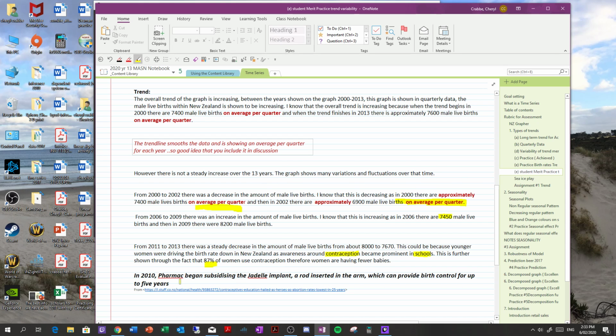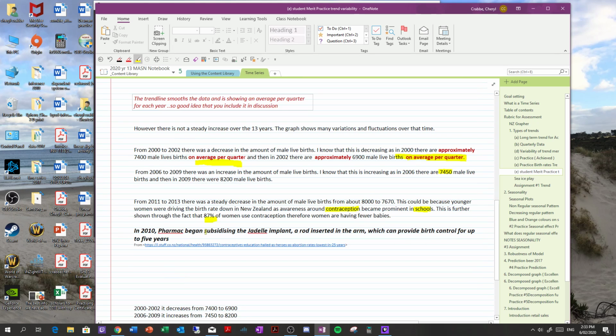So I sort of looked this up. In 2010, Pharmac began subsidizing the Jadelle implant, a rod inserted into the arm, which can provide birth control for up to 5 years. So subsidizing that may have made it more accessible to young people and so on, so that they ended up using that and having fewer babies. So you can see how you can connect and make this a little bit more interesting story.